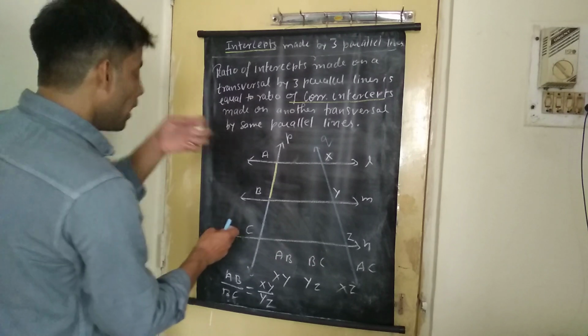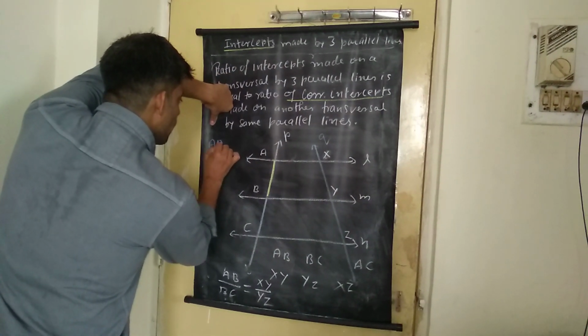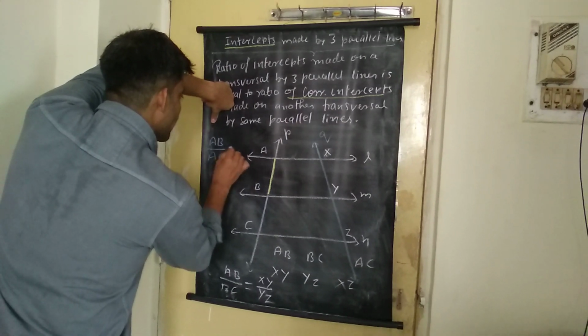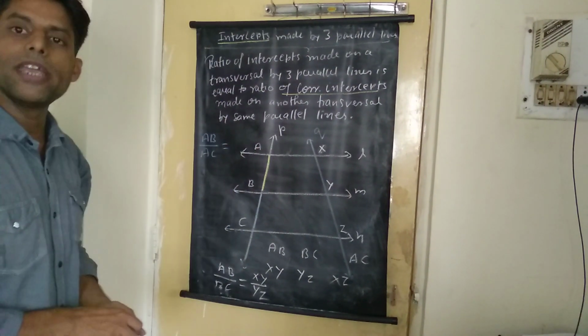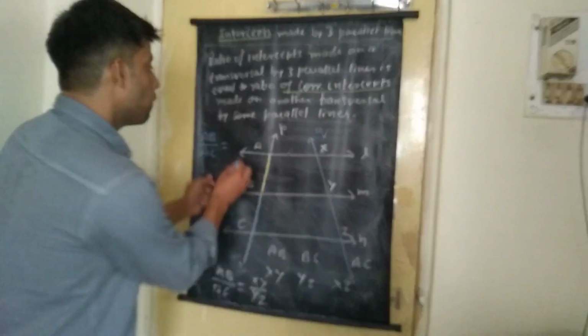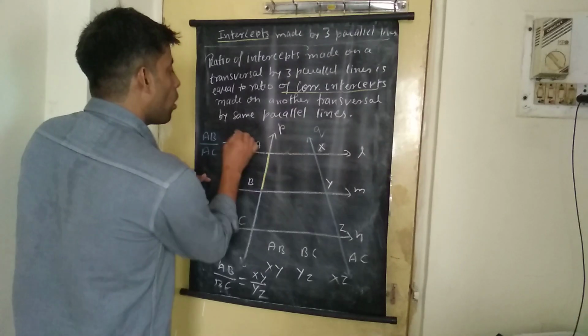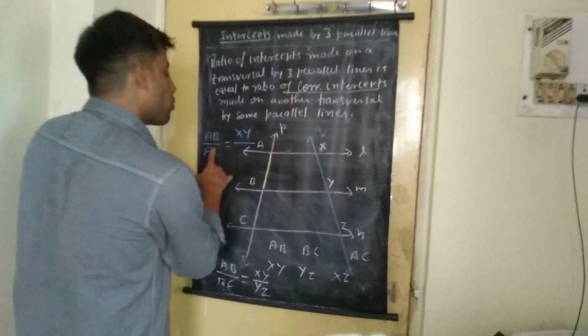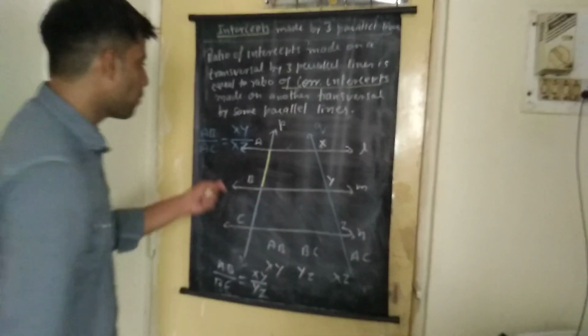Just imagine that I had taken one ratio as AB upon AC. Can you tell me what the ratio of these intercepts will be equal to? Fantastic. So AB upon AC: the corresponding intercept of AB is XY, and the corresponding intercept of AC will be XZ. Fabulous students, mind blowing.